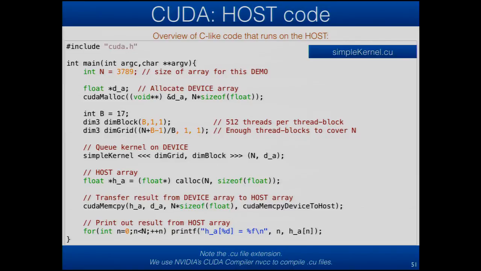So let's look at that process briefly. Allocate space on the device. Set up the number of threads you want to process that, the number of threads you're going to invoke. Call the kernel with that array of threads.